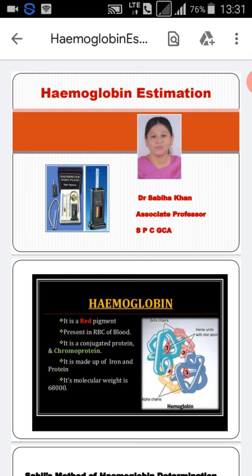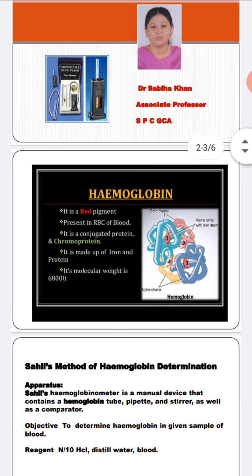So before proceeding for this hemoglobin estimation, students, what is hemoglobin? Generally, how are we going to define hemoglobin? It is a red pigment present in RBC. Our blood is red due to the presence of this pigment called hemoglobin. It is a conjugated protein and it is a chromoprotein. It is made up of iron and protein, as you can see in the diagram.